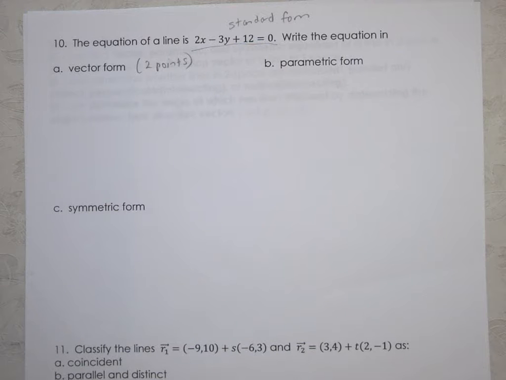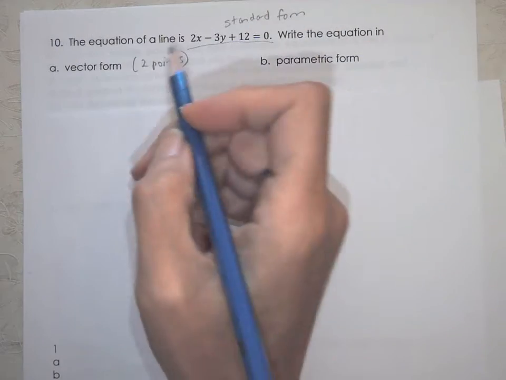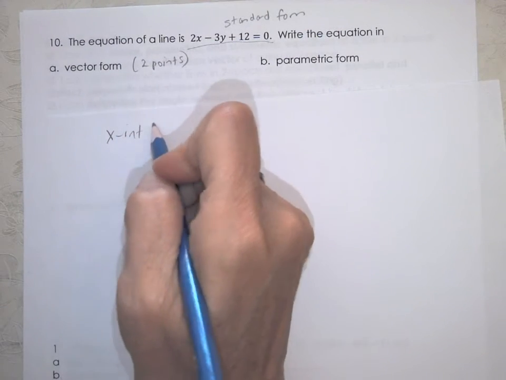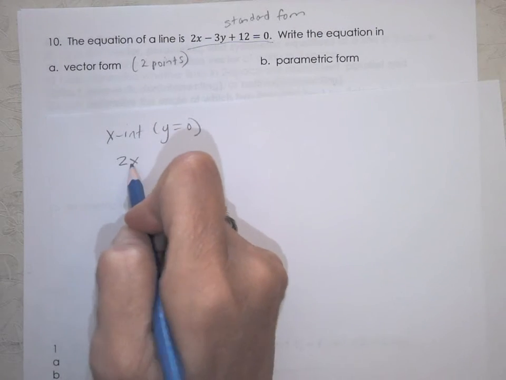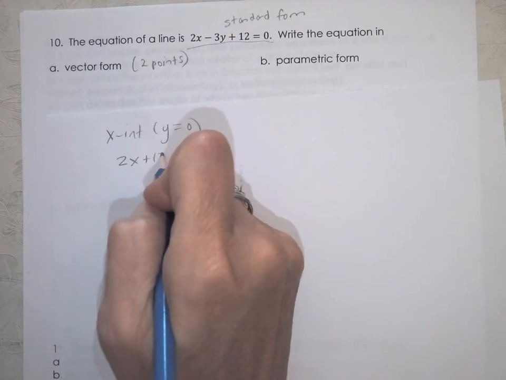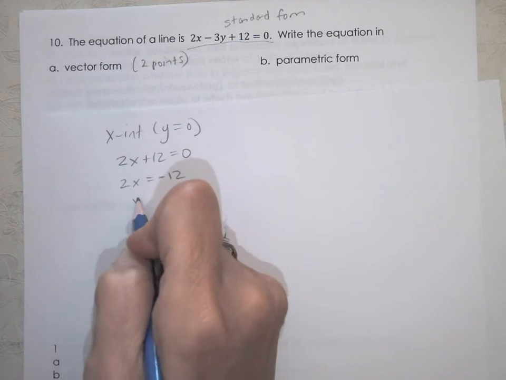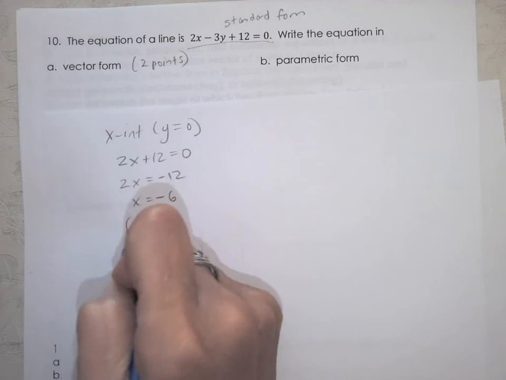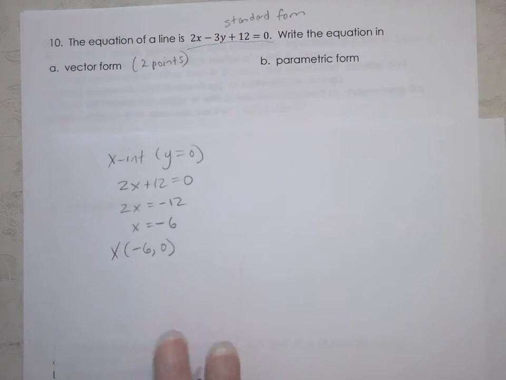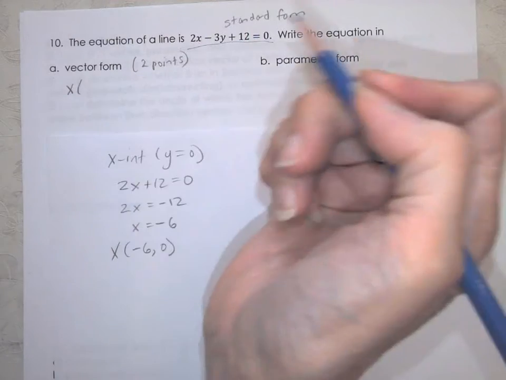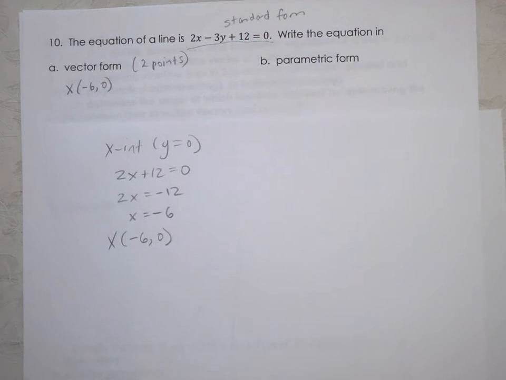So in this case, if I was finding the x-intercept of this line, we know we set y equal to 0 and solve for x. So that would be 2x plus 12 equals 0. Subtract 12 on both sides. And we get x is -6, which means that (-6, 0) is a point on the line. Let's call it point X. So I'm going to come back up here. We know we have point X being (-6, 0). I'm using a capital X because it's a point.